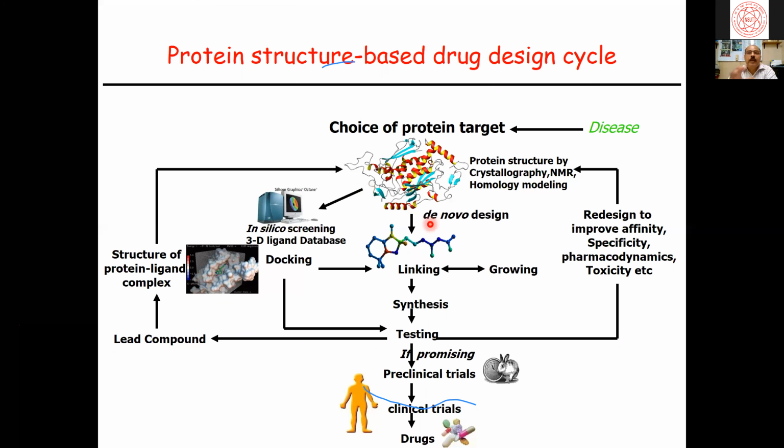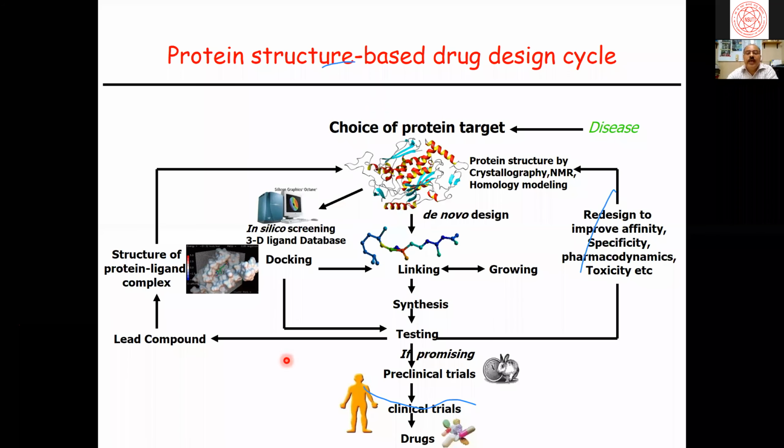Another way is you can simply look at the complementarity of the active site and see how complementary molecules can be designed. And this is what we call a de novo approach. You can simply design a molecule using various linking fragments and drawing into the molecule, and once you have synthetically feasible molecules, they can be synthesized and tested.